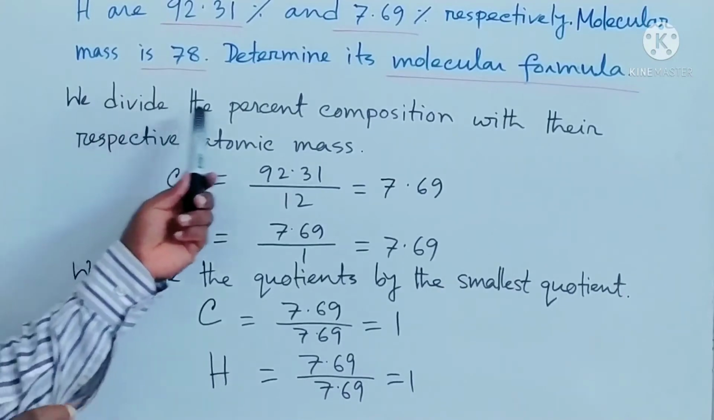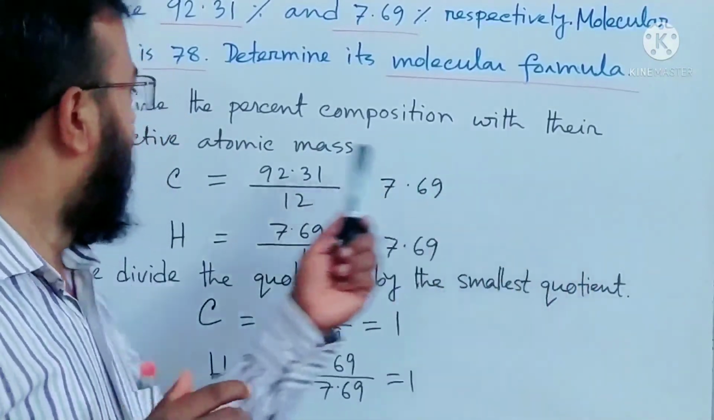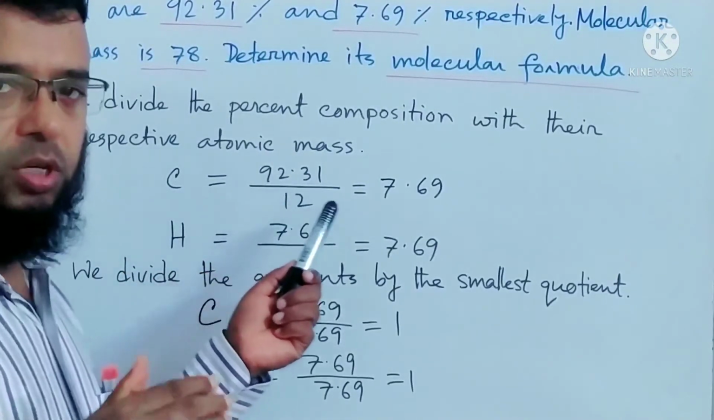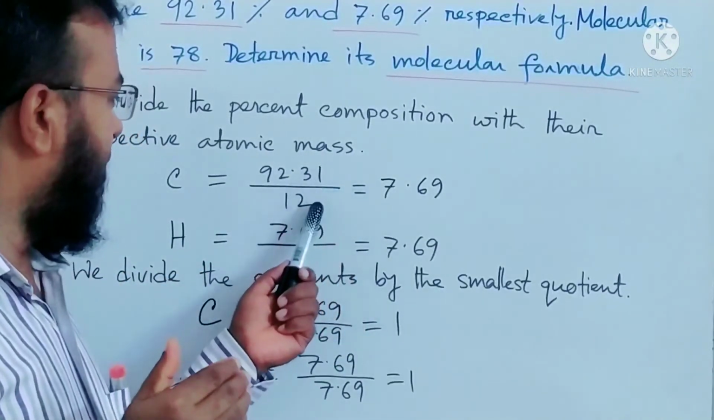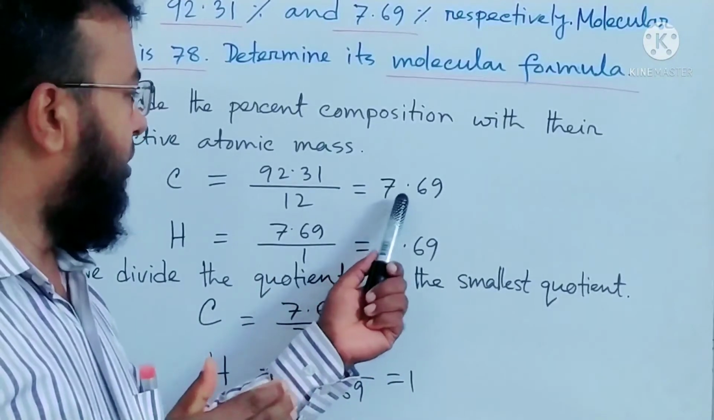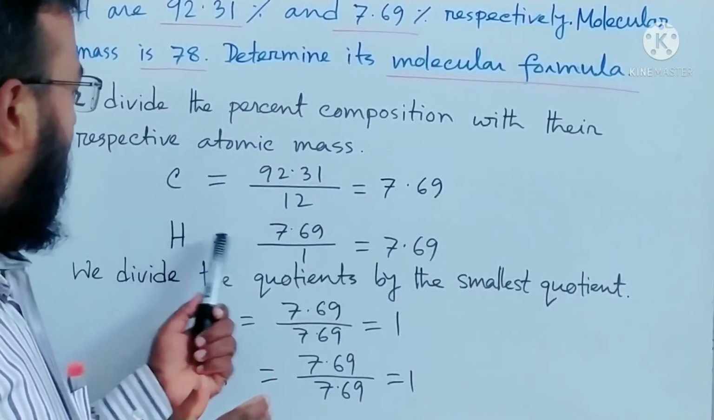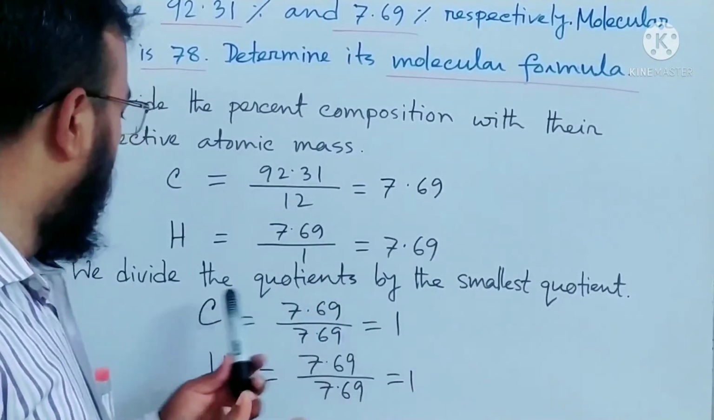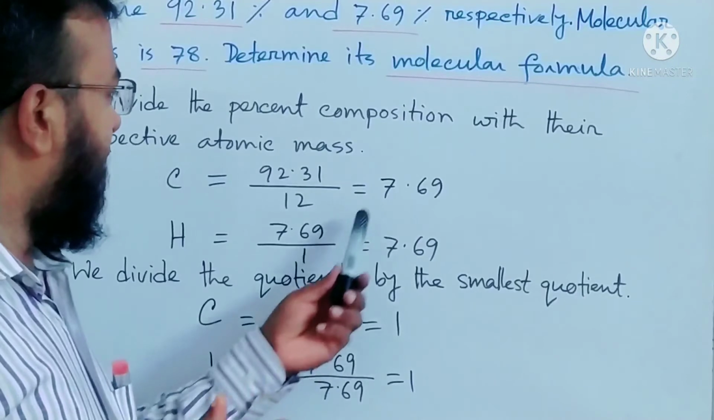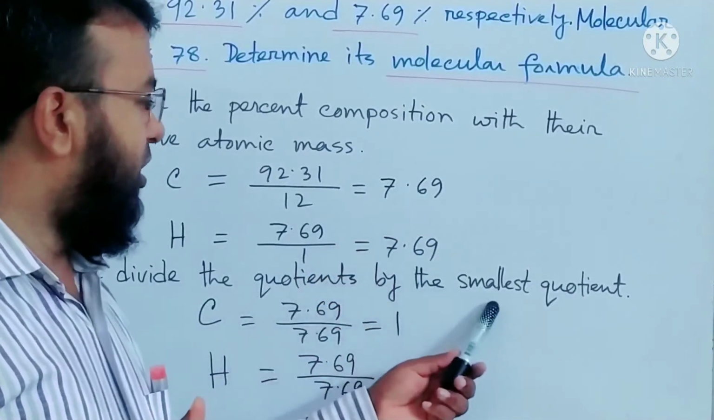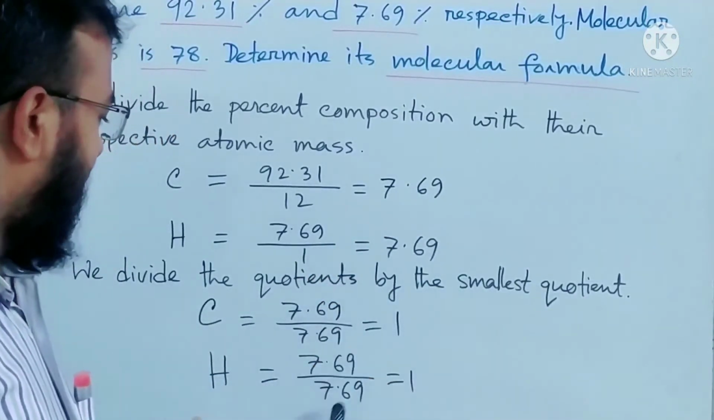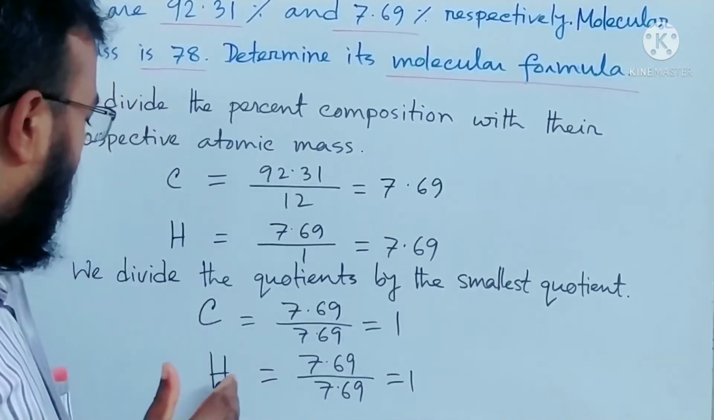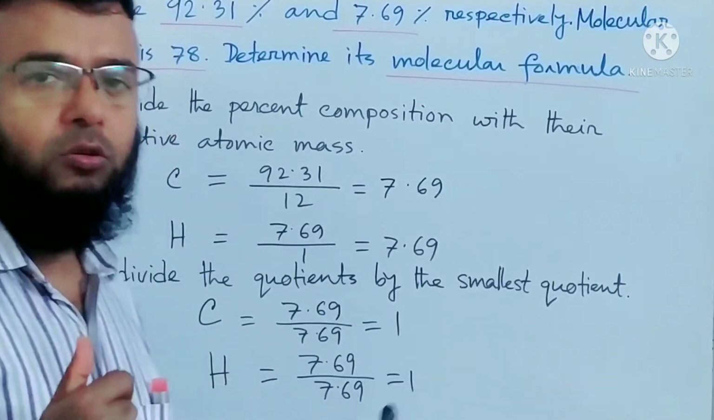At first you have to divide the percent composition with their respective atomic mass. We know the atomic mass of carbon is 12, that's why 92.31 is divided by 12. Then we have got 7.69. Then the atomic mass of hydrogen is 1, so we divide it by 1, then we got 7.69. Now we have to divide the quotients by the smallest answer. This is the smallest, then we divide carbon. I have got the number of carbon atoms 1, and the number of hydrogen atoms is also 1.